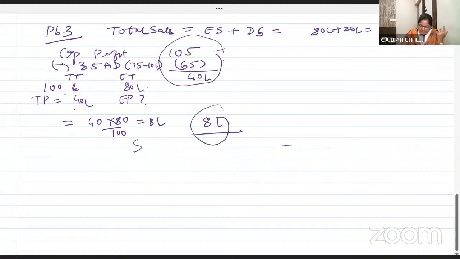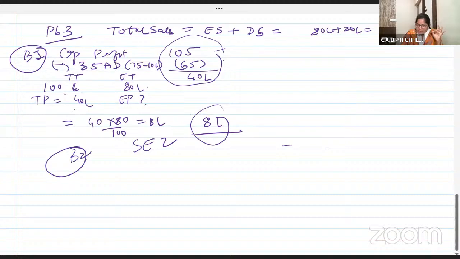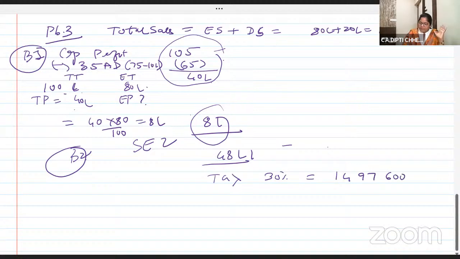And this is SEZ. So these are two businesses. This is business 1 and this is business 2. So what is the total taxable profit? Sorry, 48 lakhs. I got confused between the 40 and 40 figures, but they are different. 48 lakhs. Now in this 48 lakhs, what is your tax? 30%. And then with surcharge it is coming to 40,97,600.